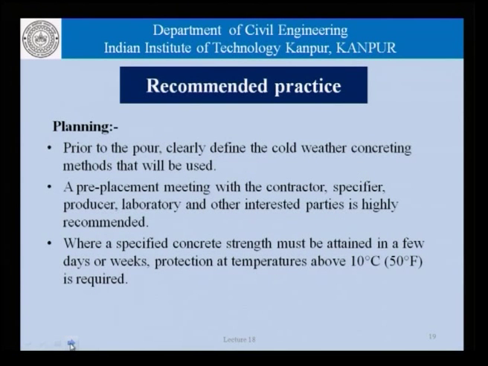Now, let us come to what are the actual things that an engineer can do or a builder needs to do in order to ensure proper construction during cold weather. So, we come to recommended practices.